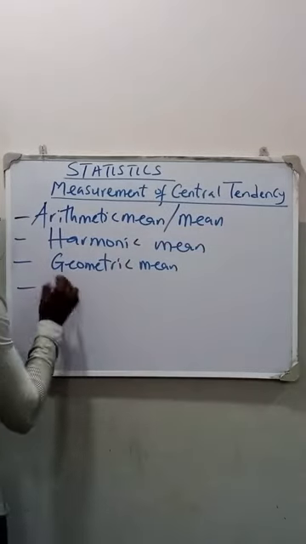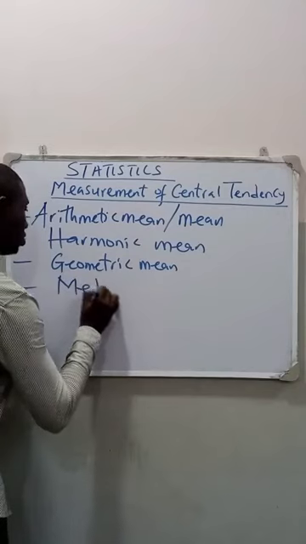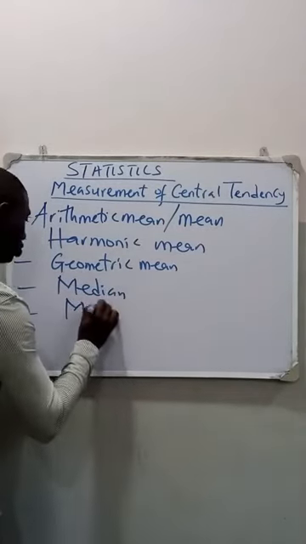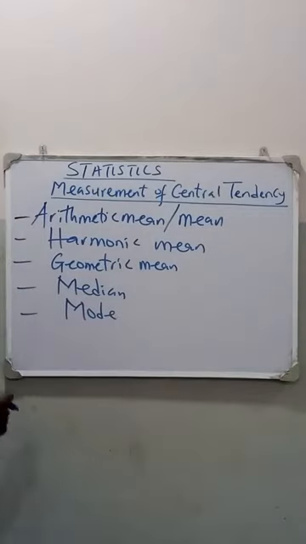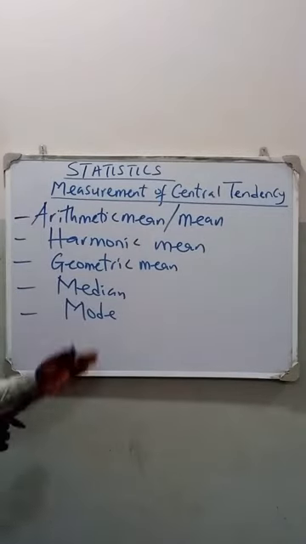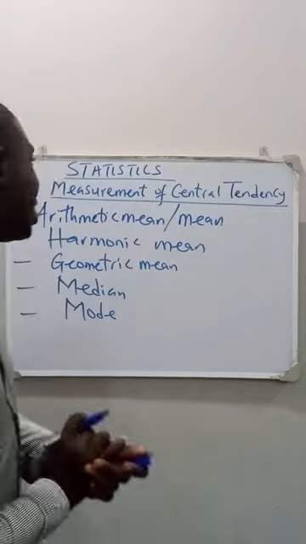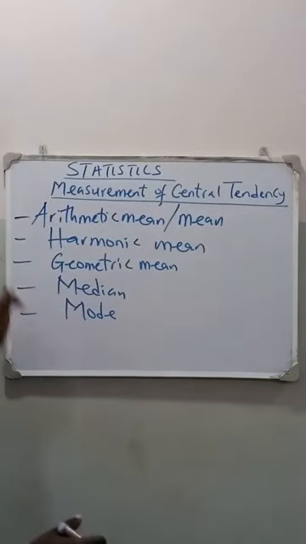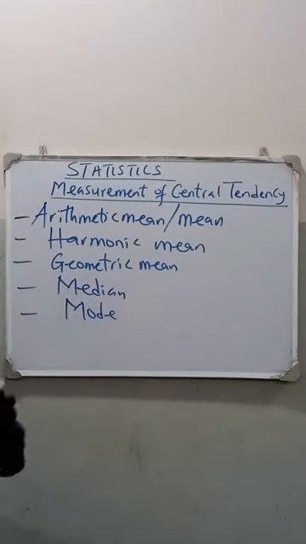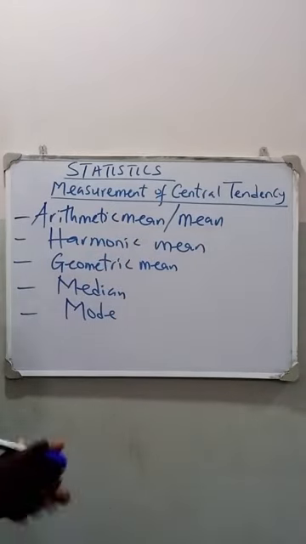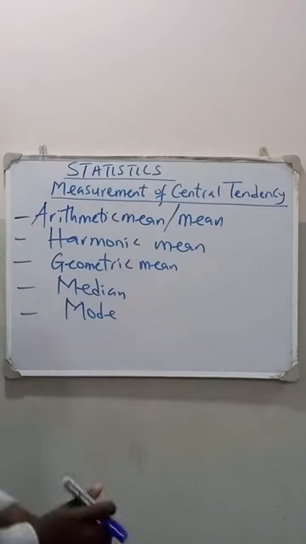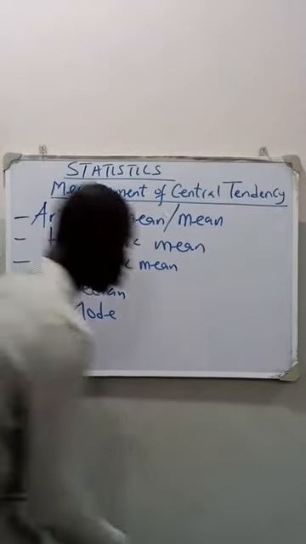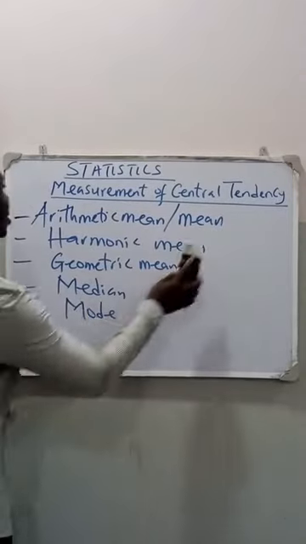The next we have the median. And the last one we have is the mode. So all these 5 are those things that constitute the measurement of our central tendency or location: the arithmetic mean, the harmonic mean, the geometric mean, the median, and the mode. So we are going to be looking at this one after the other. We are going to start with the arithmetic mean or ordinary mean.